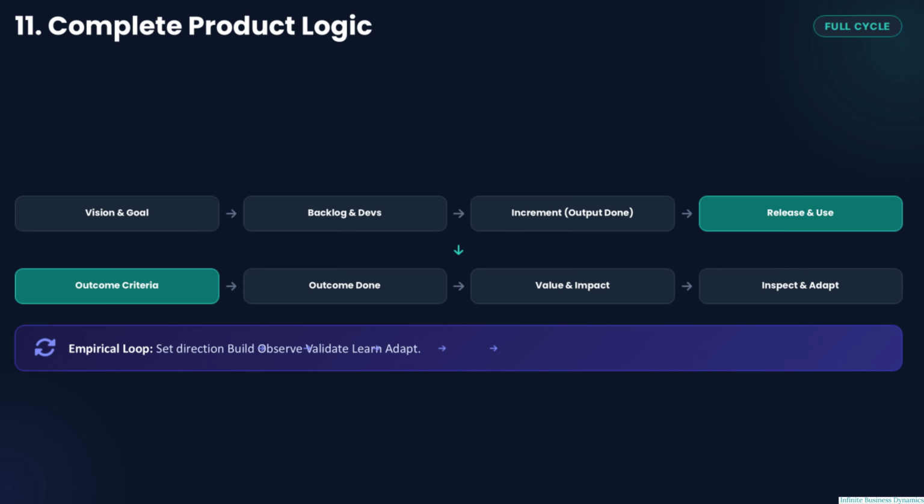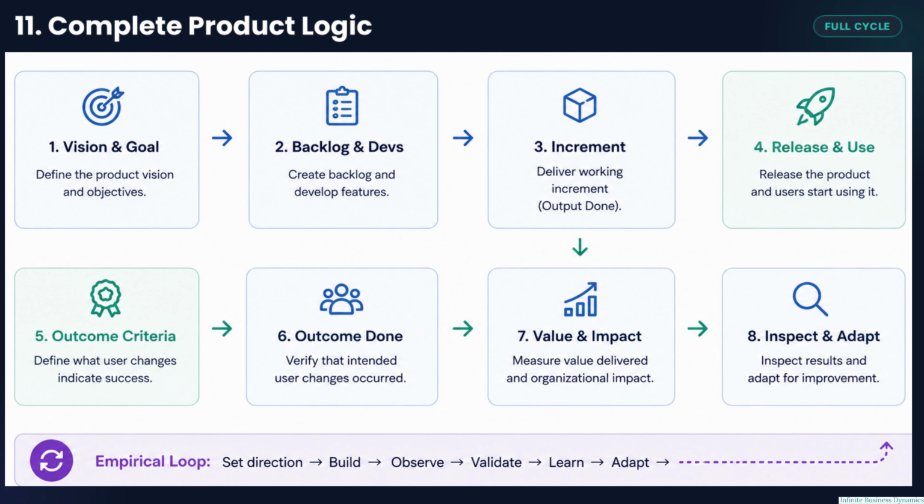It begins with vision and goal, which establish direction. The product backlog and product developers then translate that direction into action and create an increment that meets the definition of output done. But delivery is not the end of the journey. The increment is released and used, allowing us to observe whether the intended outcome criteria are actually being achieved.